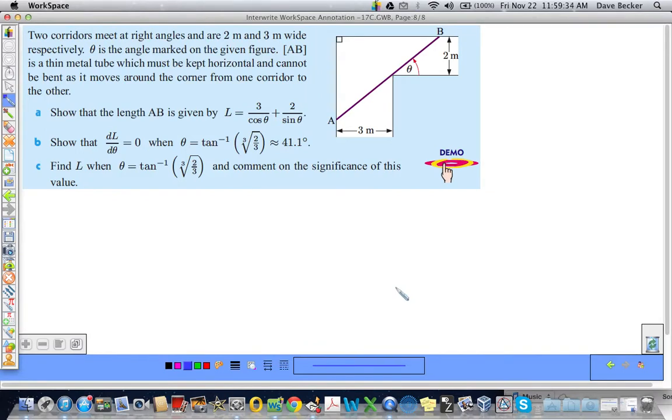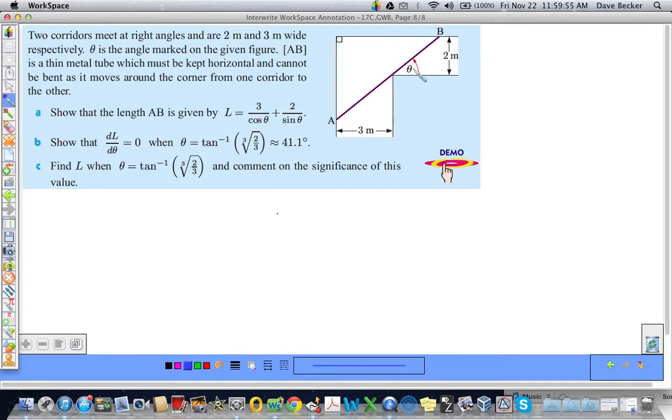So, two corridors. Corridors are hallways, yes. So we have a hallway here and a hallway here, meet at right angles. So we are at a right angle here, and are 2 meters wide and 3 meters wide, respectively. So we have a 3-meter wide hallway and a 2-meter wide hallway.